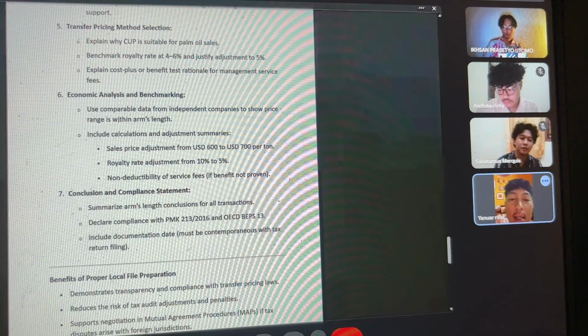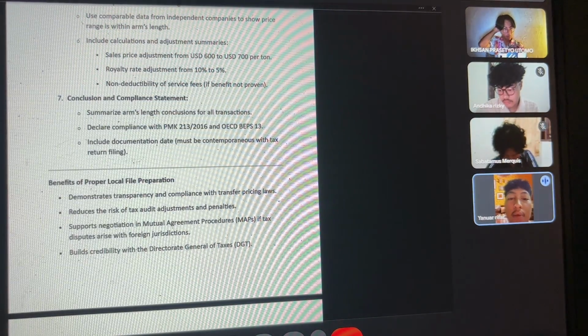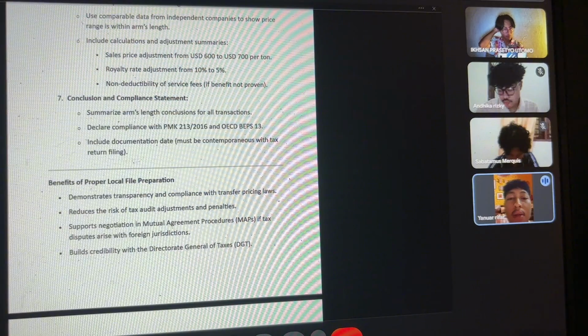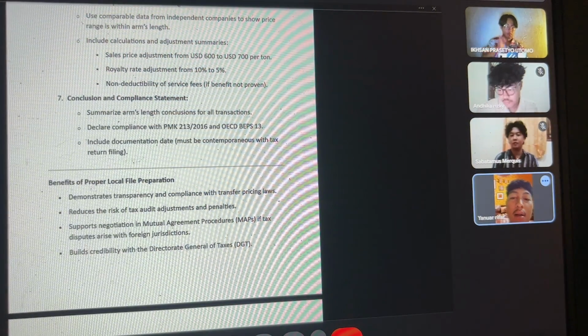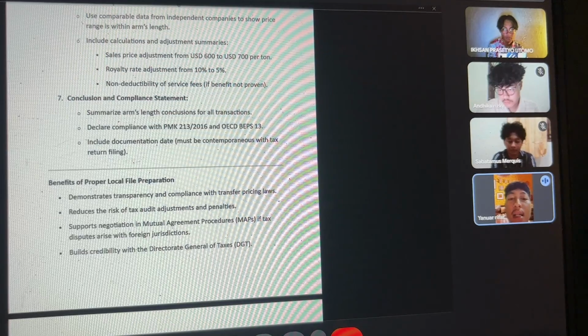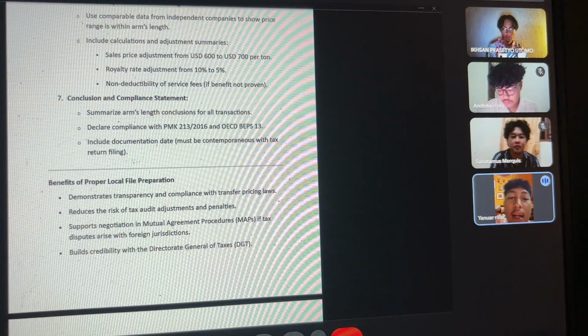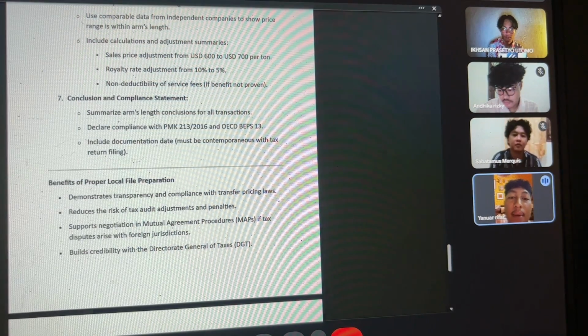And the last, number 7, conclusion and compliance statement. Point 1, summarize the arm's length conclusion for all transactions. And point 2, declare compliance with PMK nomor 213 tahun 2016 and OECD BEPS 13. And point 3, include documentation that must be contemporaneous with tax return filing, and the benefits of proper local file preparation.